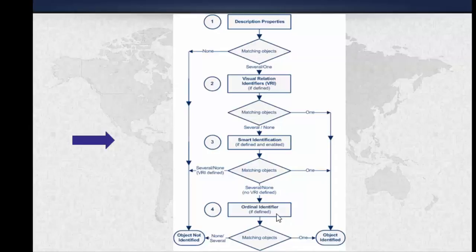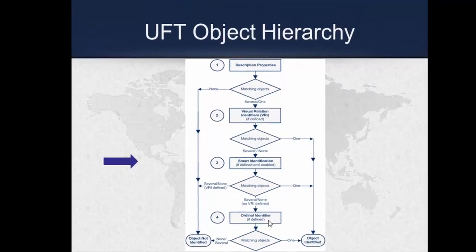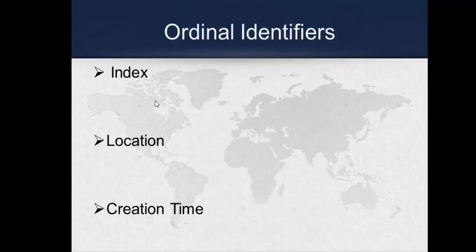Now we will see the ordinal identifier. What is ordinal identifier? It assigns a numerical value to the test object which indicates its location or order relative to its group. It has three types. First one is index, second one is location, and third one is creation time.